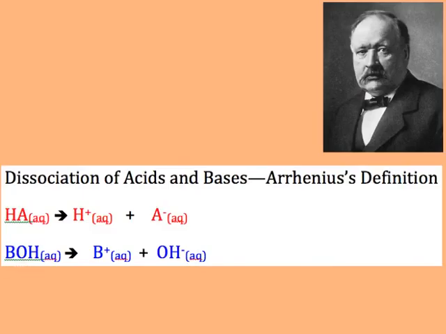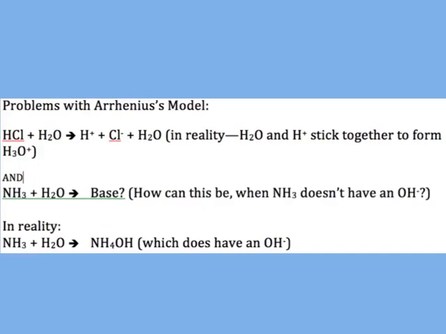Okay, so a base is a substance that when it dissociates in water produces OH- or hydroxide ions. Right? And that is essentially the definitions that he came up with. Now, why I say that these are the most simplistic definitions, or basic if you prefer, is because they have limitations. And we're going to talk about those limitations on the next page. So the limitations of the Arrhenius model are as follows.